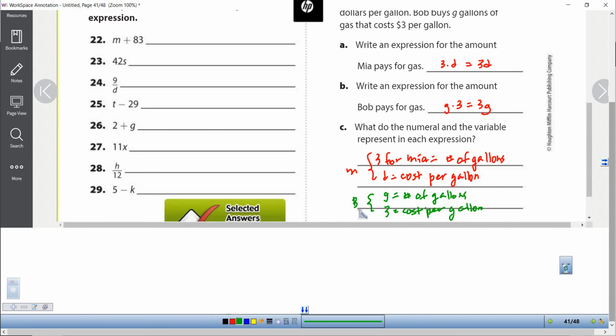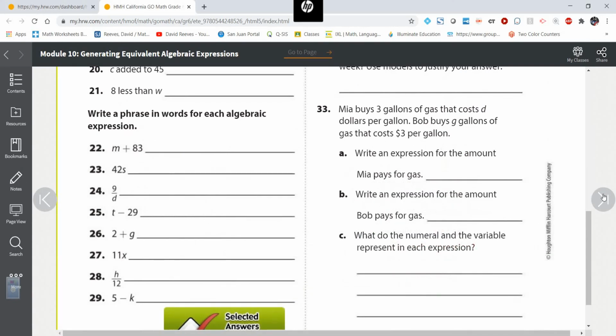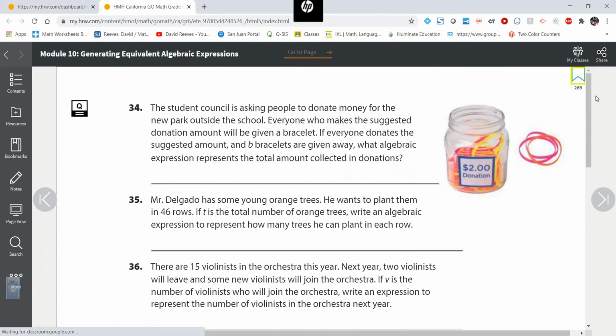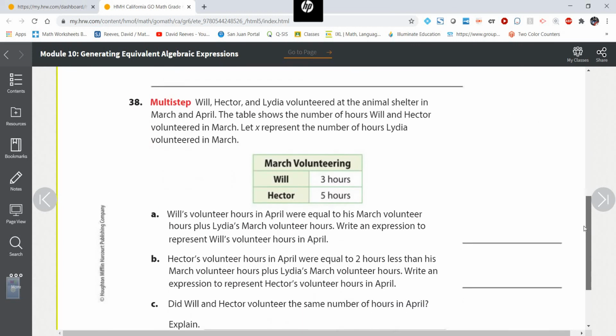Honestly, Bob's is a little more realistic because usually you know the cost of the gas. The question is not what is the cost, but how much are you going to buy. Wouldn't that be kind of interesting if they told you the price after you bought it?